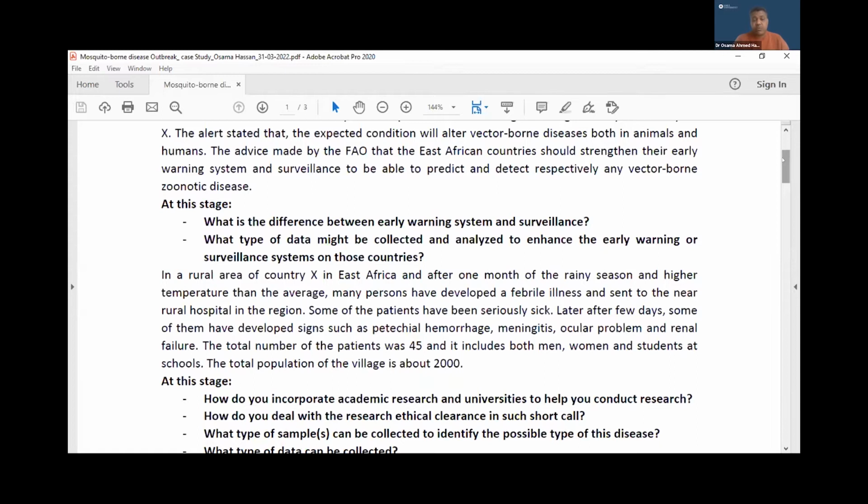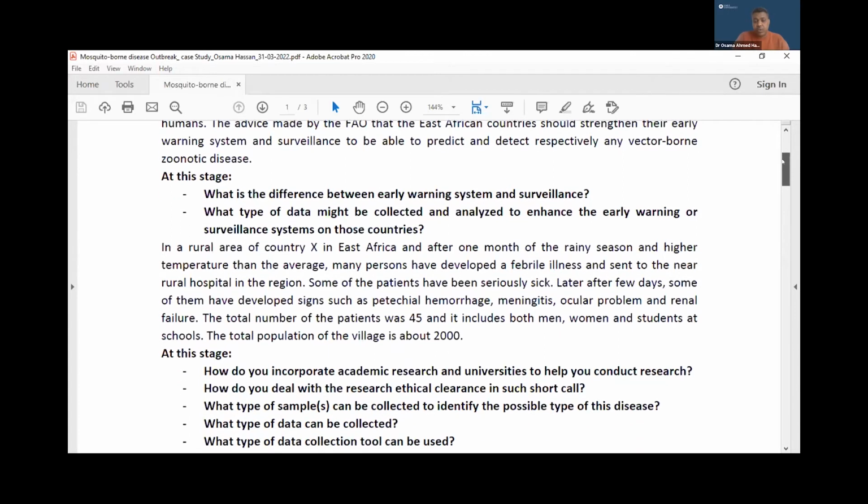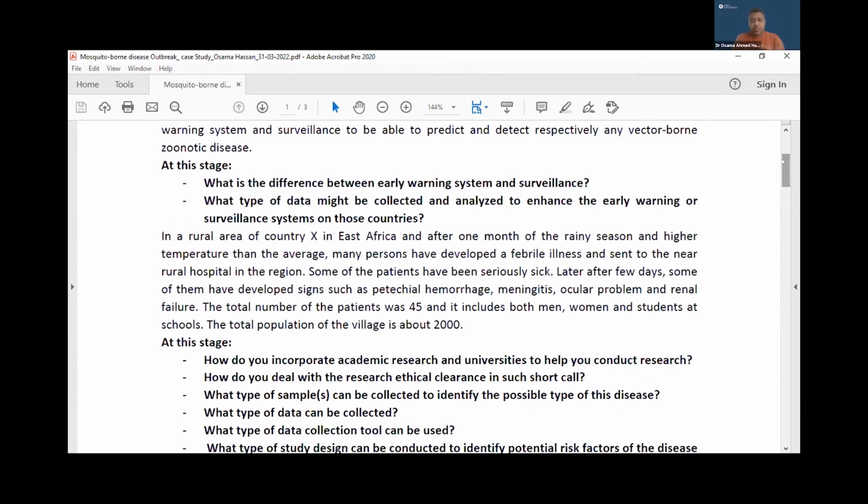The total number of the patients was 45. And interestingly, it includes both men and women, and also young people like students at the school. As a background, the total population of the village is about 2,000. Okay, so now we know that we have people hospitalized, and what demography they belong to.